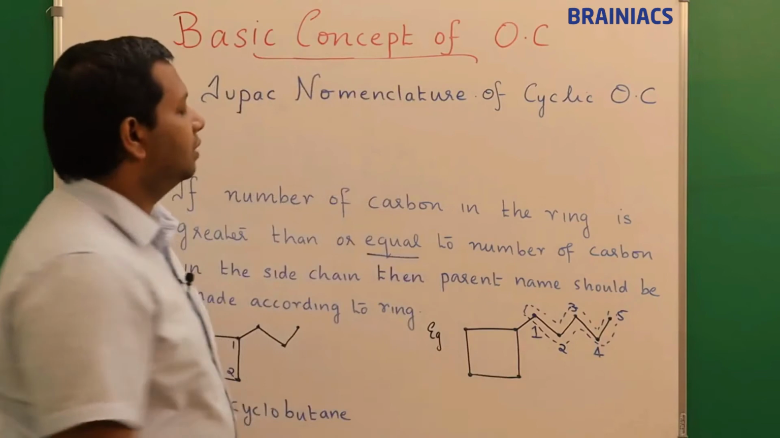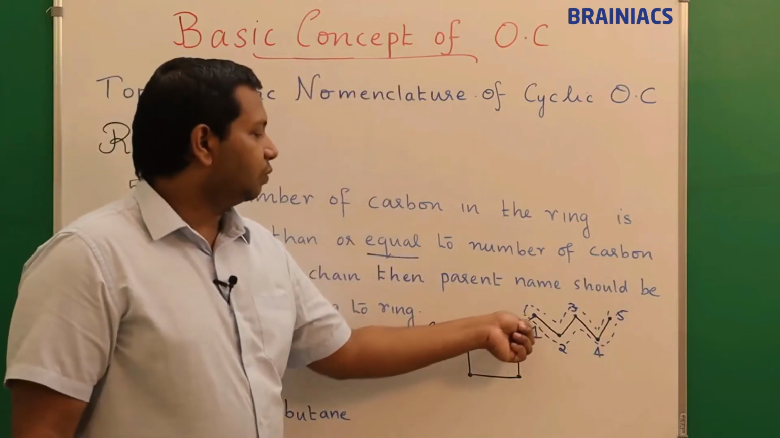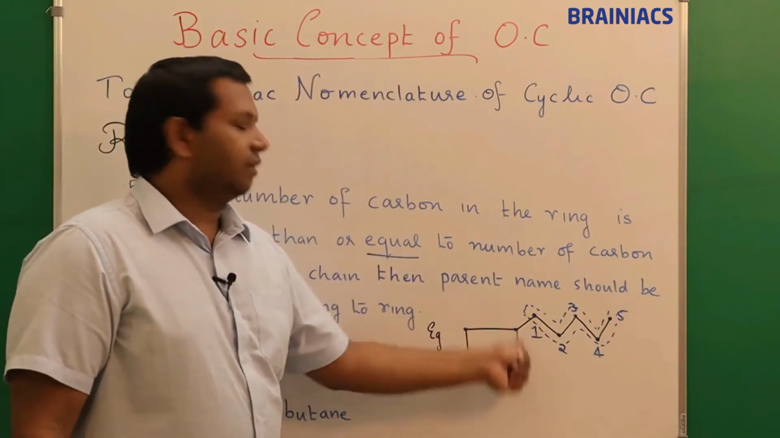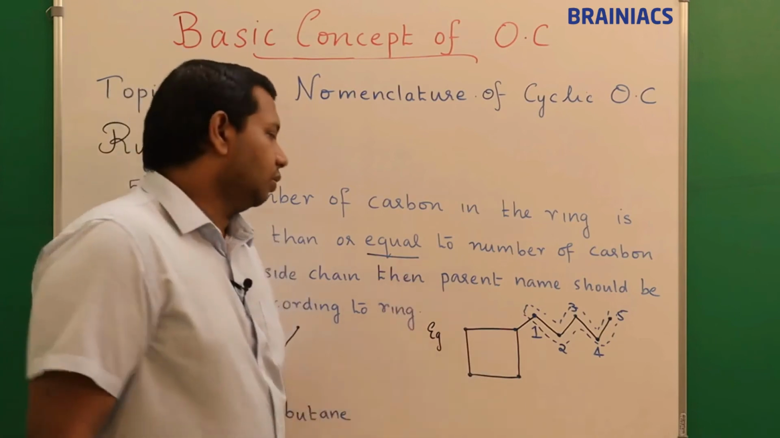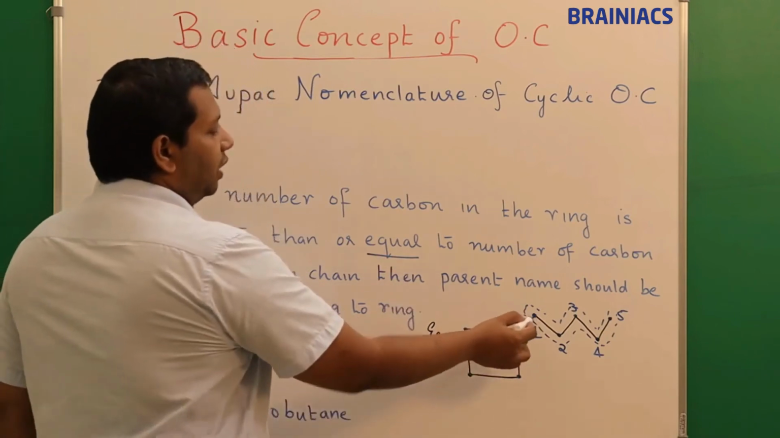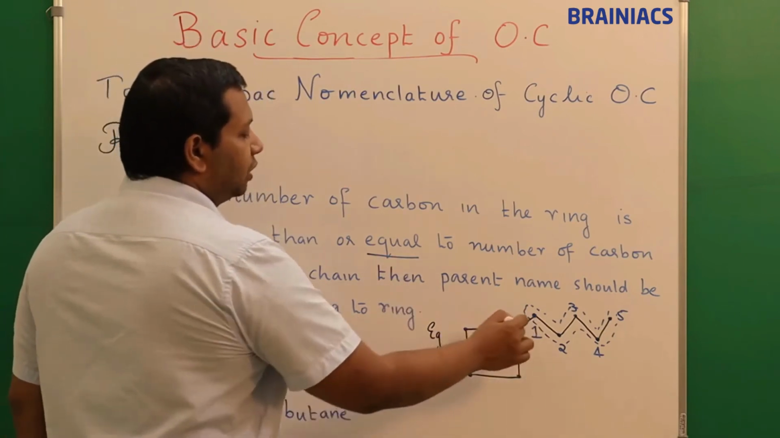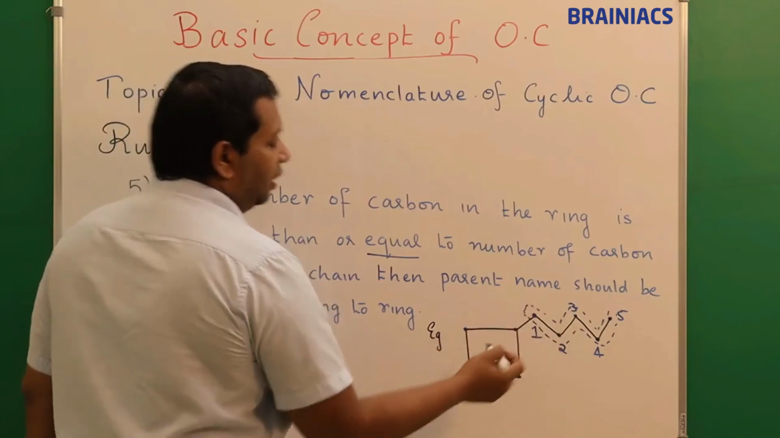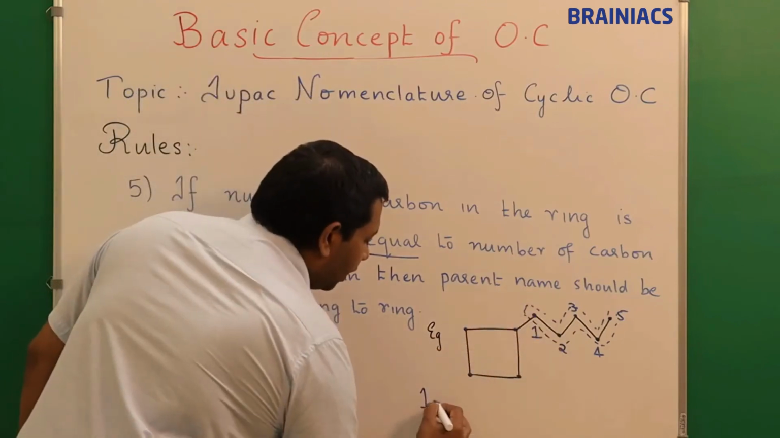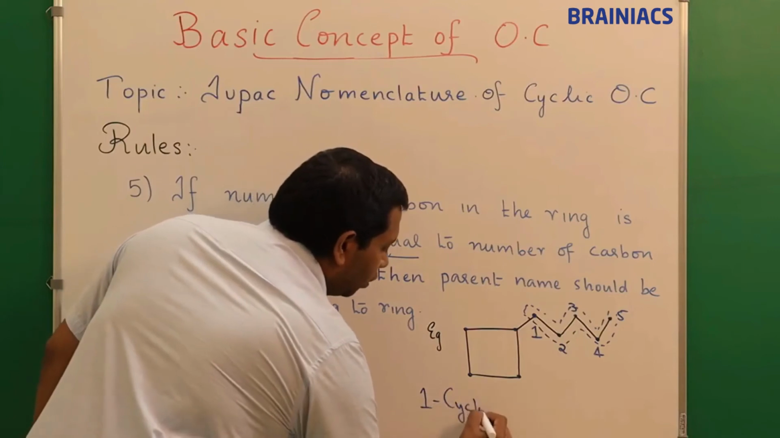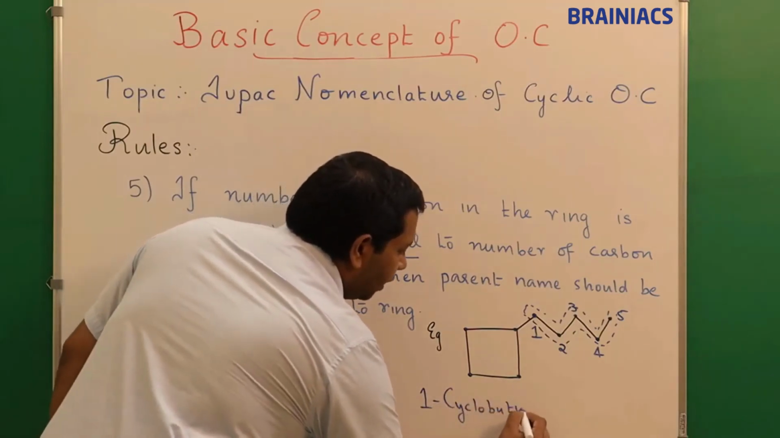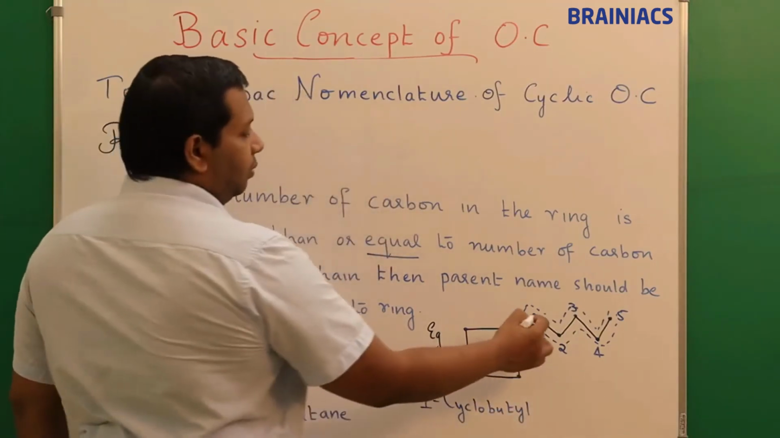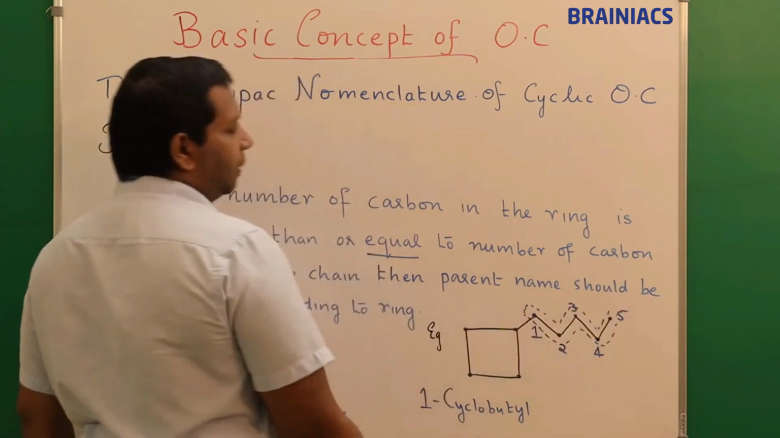So please remember the common carbon atom between these is always given to the ring. Okay. So how do you say this one? 1 cyclobutyl. So I can write 1 hyphen cyclobutyl, correct? Butyl. How many carbon atoms are there in the parent chain? 5.